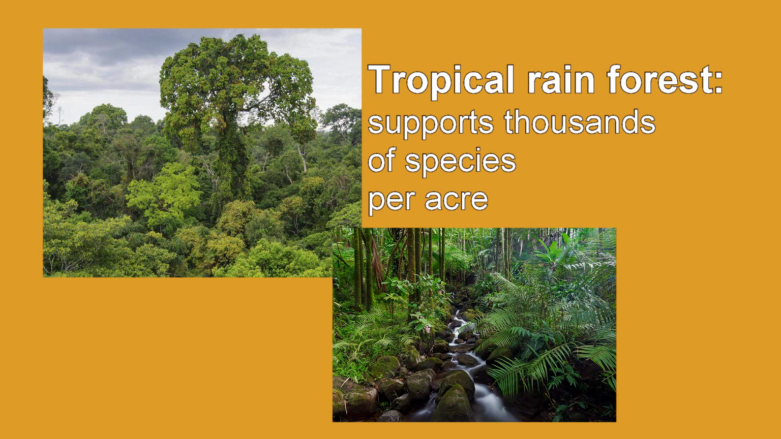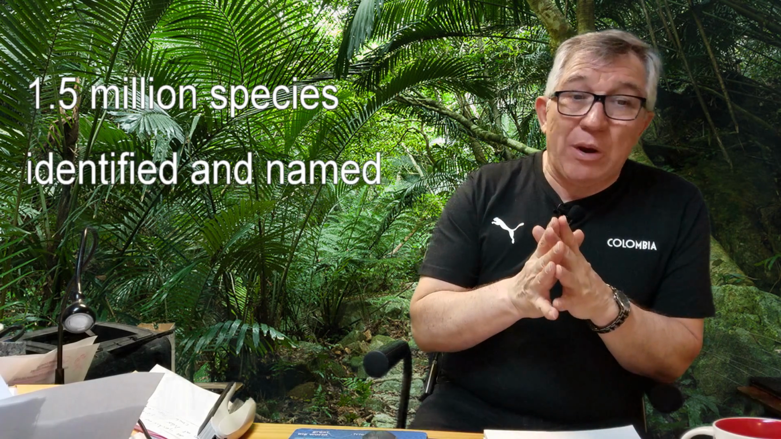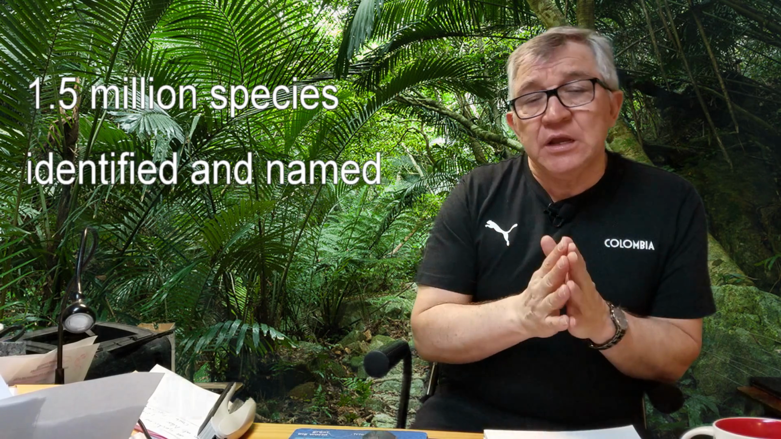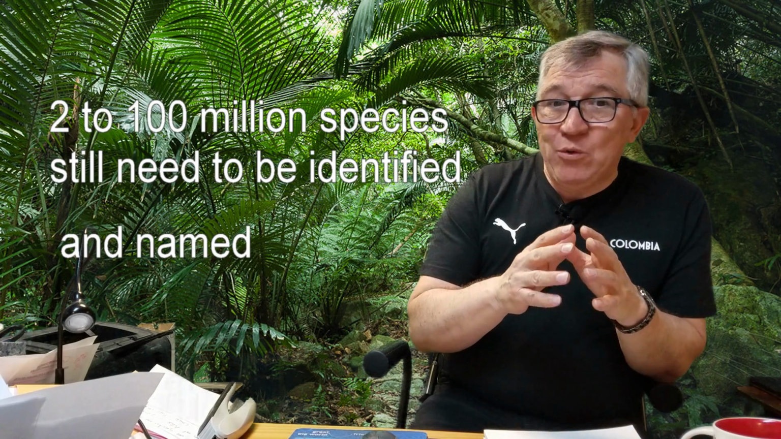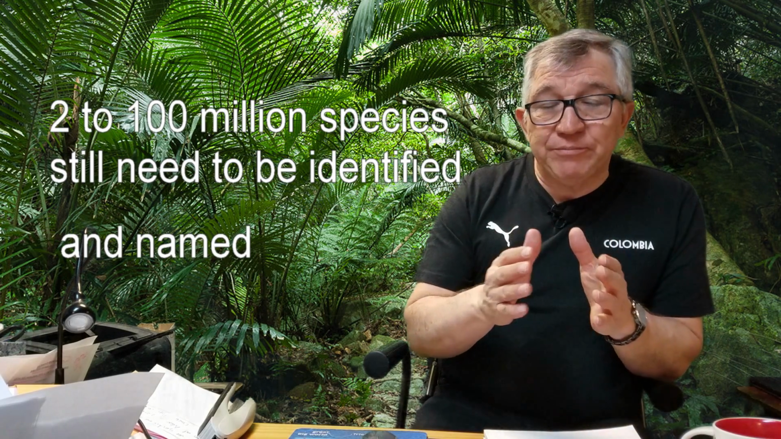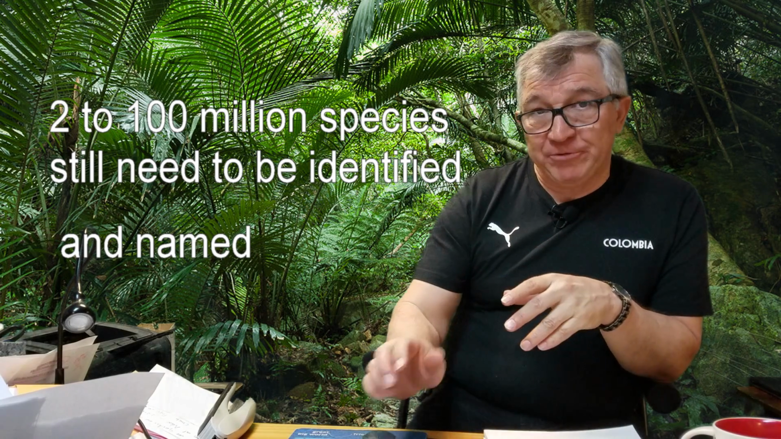A species, remember, is a population of organisms that share similar characteristics and can breed with one another and produce fertile offspring. Biologists have identified and named about 1.5 million species so far. But they estimate that anywhere between 2 to 100 million additional species have yet to be discovered.